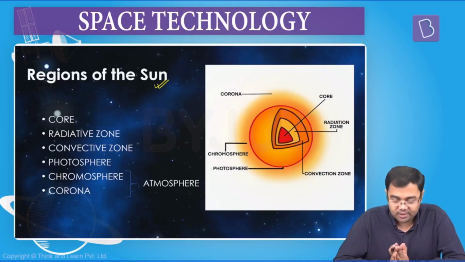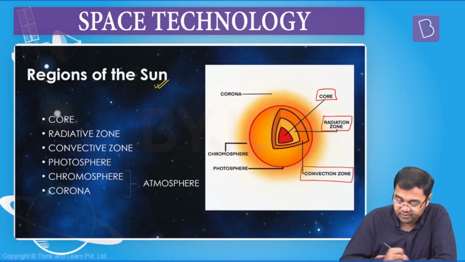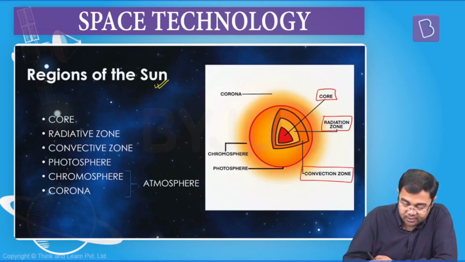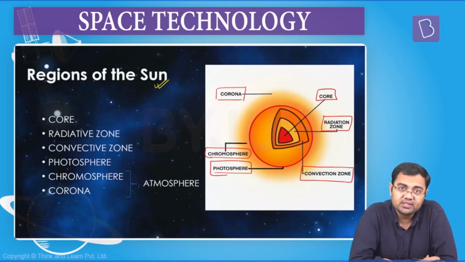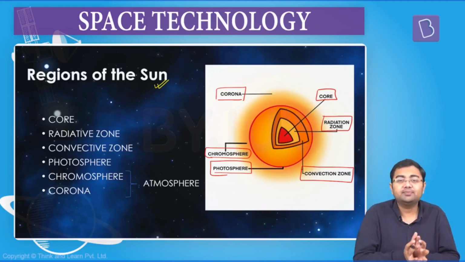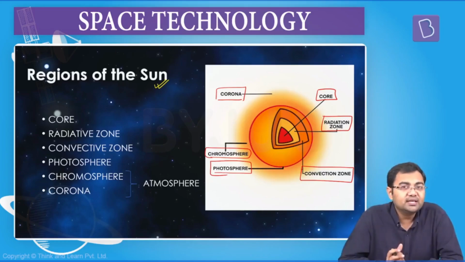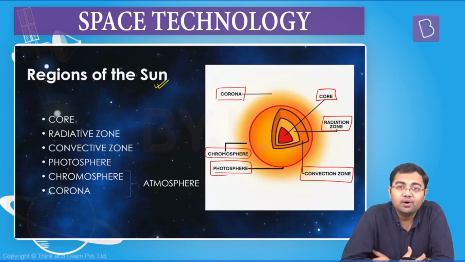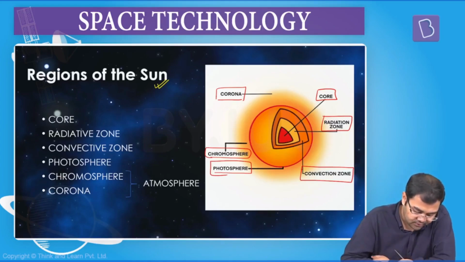So let's look at this particular picture. You have the core, you have the radiative or the radiation zone, then you have the convective or the convection zone, then you have the photosphere, then you have the chromosphere, and then finally you have the corona. These are the various regions of the sun. Starting from the midpoint or the center of the sun, where you have the core. The core of the sun is very, very hot. This is where all the nuclear fusion reactions are happening. All the heat, all the radiation, everything is being generated at the core of the sun.